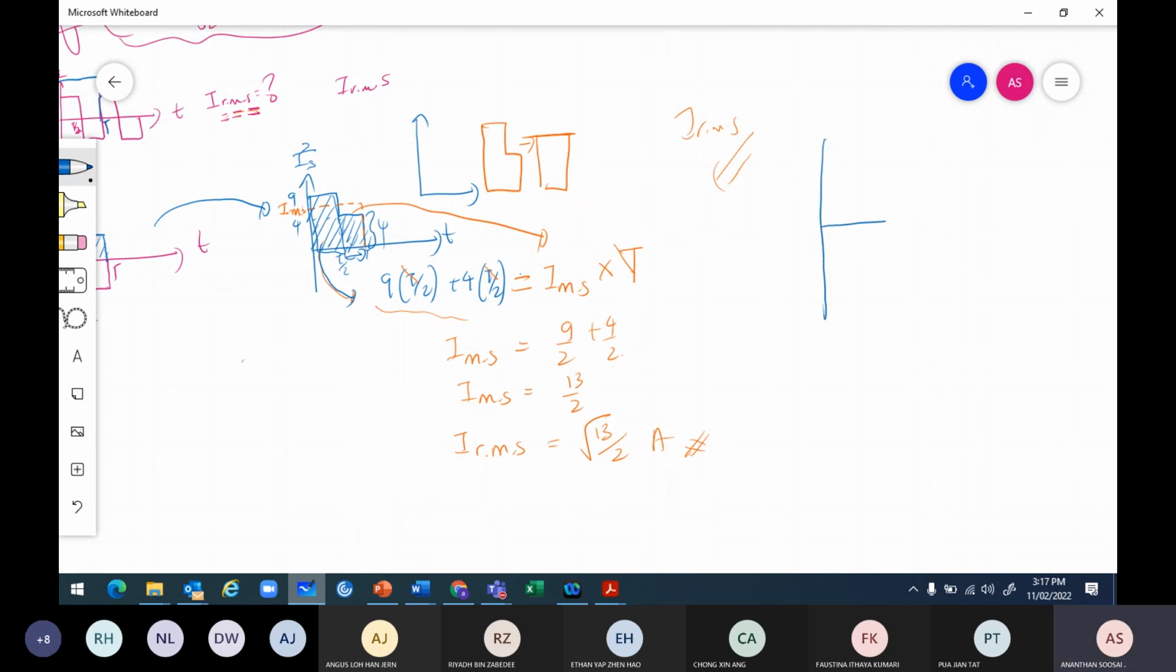We give another AC, please get me the RMS value for this one. The I versus T graph was changing like this. Okay, here, and here, a long one. Here is 3 ampere, down is negative 2 ampere. This is T over 4. Okay, this is T. Okay, 1 minute for you. Can you find what is the RMS value for this AC?